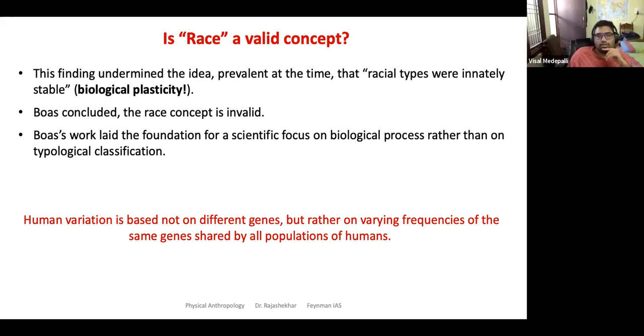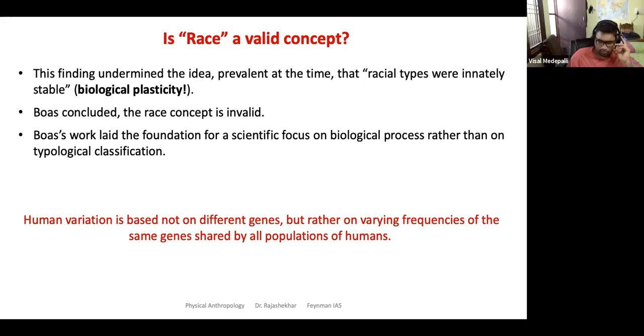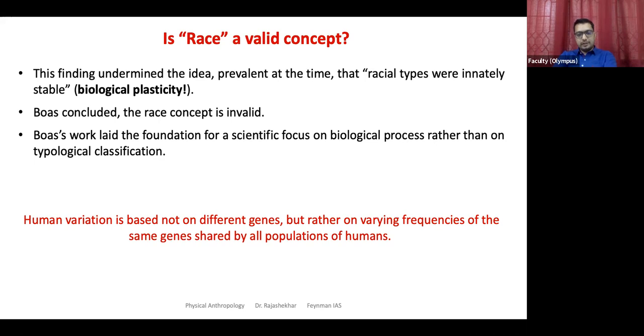So what does it mean? Varying frequencies of same genes? Is he talking about the expression part, or? It's talking about alleles, like what we learned in population genetics. Different alleles are present. For the same genes, different alleles are there. The overall structure, organization, and functioning of our body is the same. The differences are there within the genes.